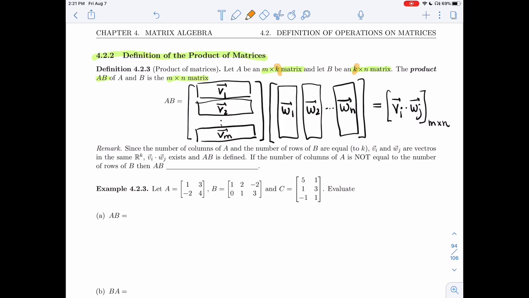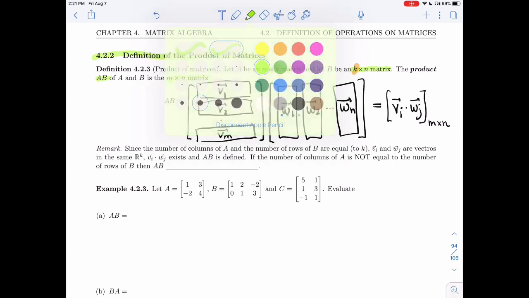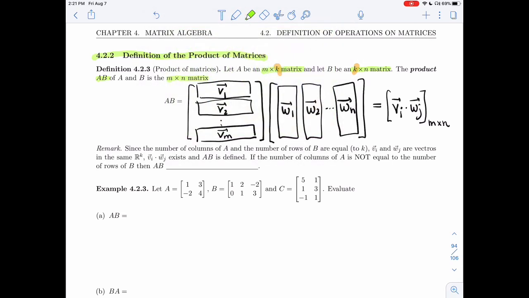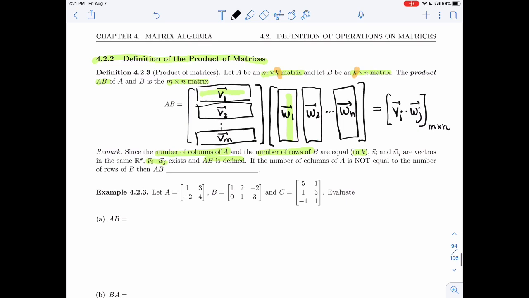One thing to note is we've asked that these middle entries be K. Since the number of columns of A and the number of rows of B are equal to K, these vectors are all in R^k, and so the dot product exists, and that's why we can define AB this way. If the number of columns of A is not equal to the number of rows of B, then AB just does not exist. It's not defined.